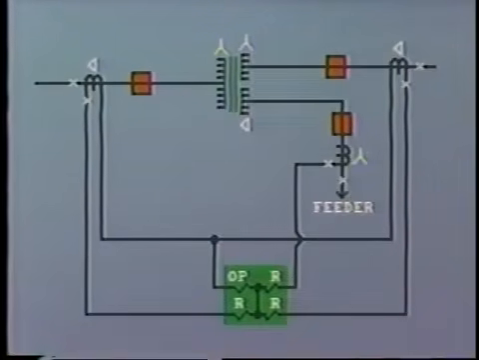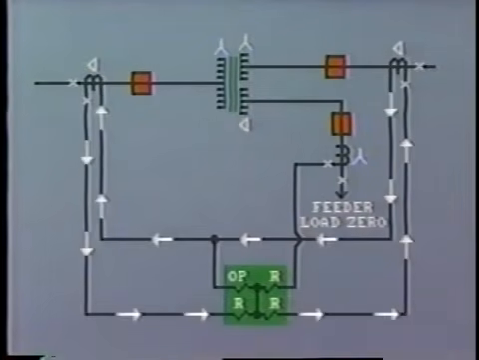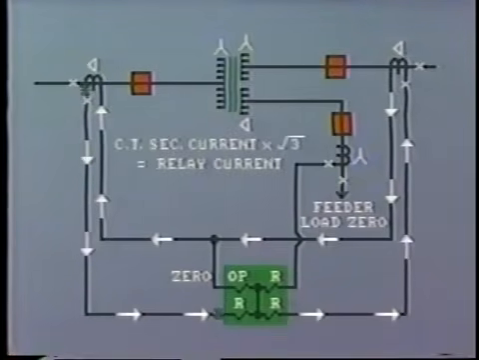two outer windings. If we consider the load on the third winding to be 0, we can see that there is balance here. The same secondary current passes around this circuit with no flow through the operating coil. We must remember, however, that this is a schematic, and with the CTs connected in delta, CT secondary current is not the same as relay current. CT secondary current times the square root of 3 equals relay current.